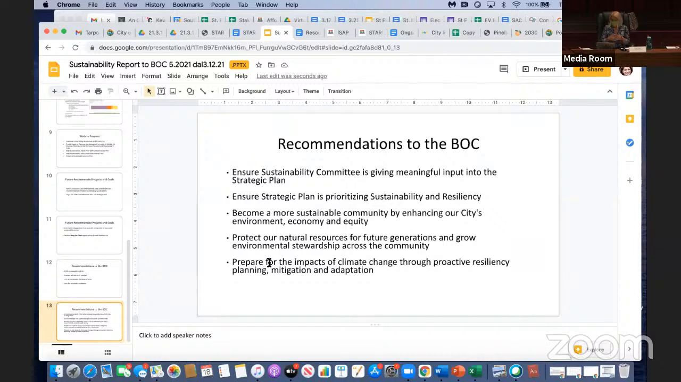That we are becoming a more sustainable community by enhancing our city's environment, economy, and equity, protecting our natural resources for future generations to grow, environmental stewardship across the community, prepare for the impacts of climate change through proactive resiliency planning, mitigation, adaptation. And that's all I have. So if anybody has any heartburn with anything on here or thinks something is significantly missing? Well, I think your last bullet, prepare for the impacts of climate change through proactive resiliency, that can't be said enough times. That's great. It's great to end there.